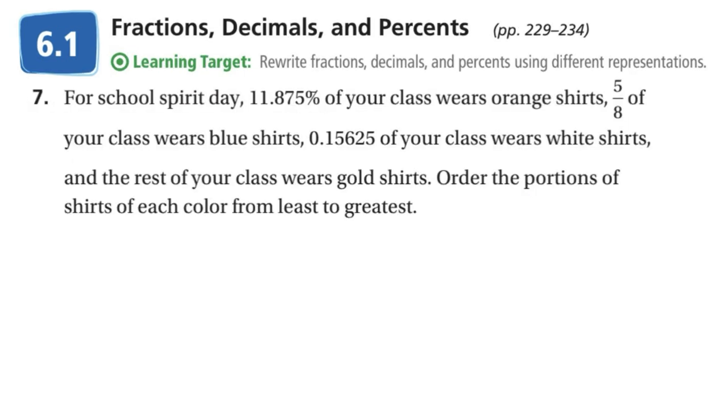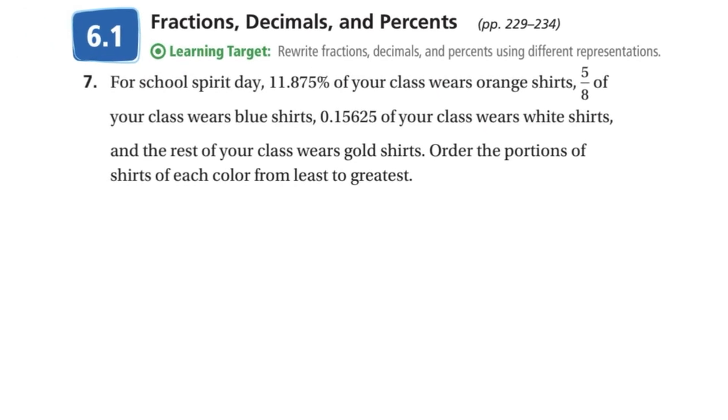All right, let's do a word problem. So for School Spirit Day, 11.875% of your class wears orange shirts. 5/8 of your class wears blue shirts. 0.15625 of your class wears white shirts. The rest of your class wears gold shirts. All right, order the portions of your shirts from least to greatest.